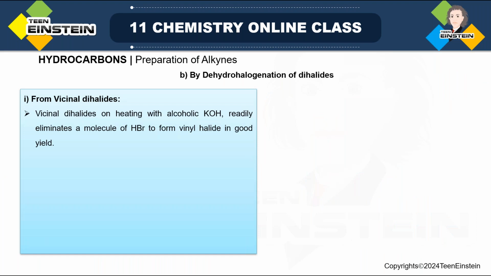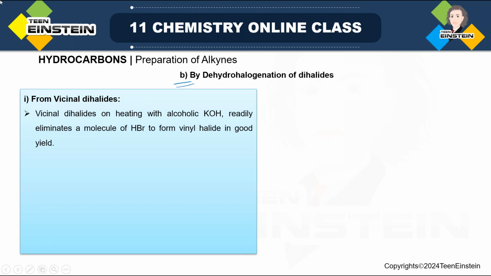So now we will start the other processes for preparation of alkynes. And once we finish all the processes for preparation of alkynes, next we can discuss the physical properties and also the chemical properties. So this is B, because A we have already covered. This is B. And what is B? It is dehydrohalogenation of dihalides.